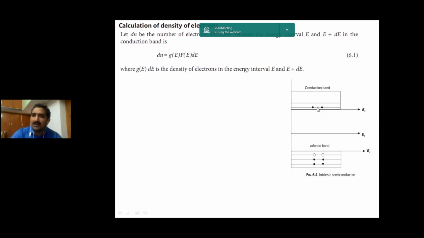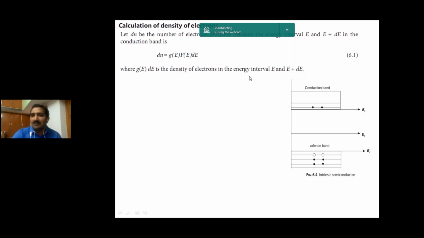The number of available electrons in the energy interval between E and E plus dE is dn equal to G of E into F of E into dE. This is the formula for the number of available electrons in any interval of energies. What is G of E into dE? G of E into dE is called the density of electrons in the energy interval E and E plus dE.